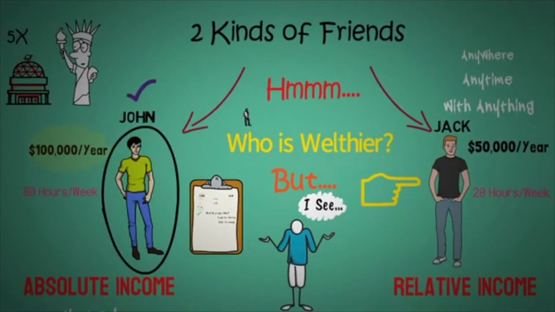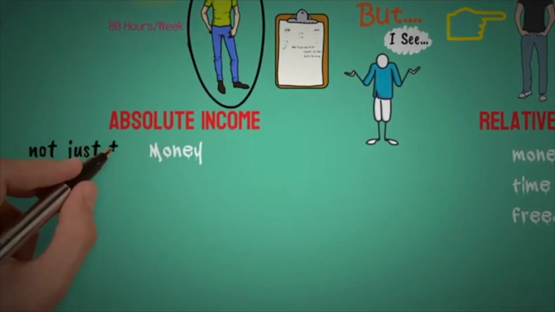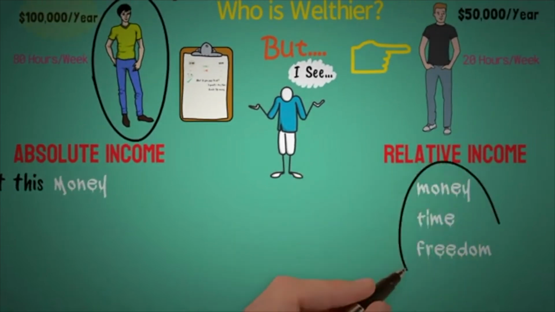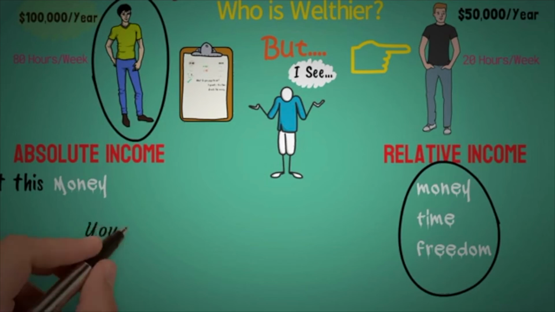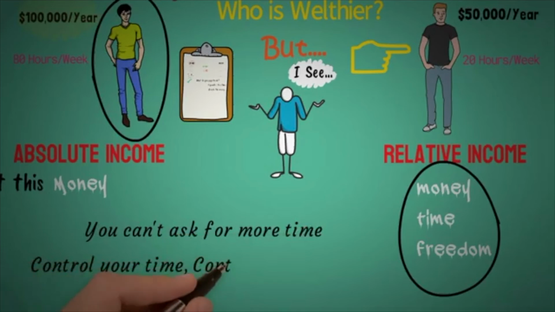So the main point here is that when defining the word rich or wealth, this book teaches you to not only consider money, but to add time and freedom to the equation, because it is essential in your life. You can never ask for more time, and when you control your time, you can control your freedom.